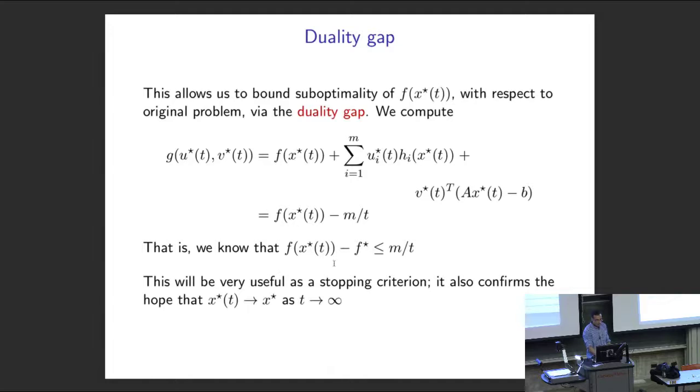Aside from being useful as a stopping criterion when we actually describe the barrier method, it also confirms our hope, right? That as t approaches infinity, the solution to the barrier problem approaches the solution to the original problem, because the duality gap is going to 0. m over t is going to 0. So this proves that this construction will recover the solution to our original problem in the limit. Let me pause for questions to see if people have questions about this step.